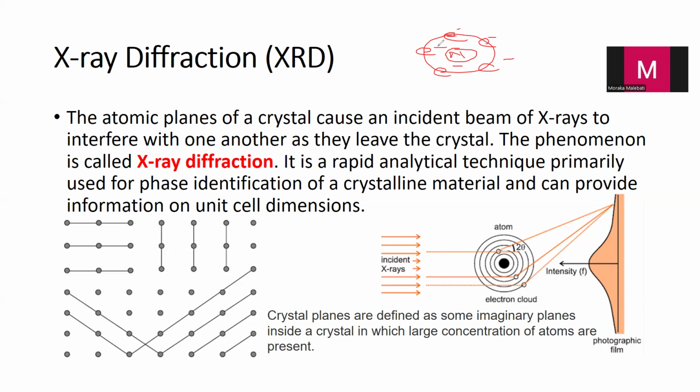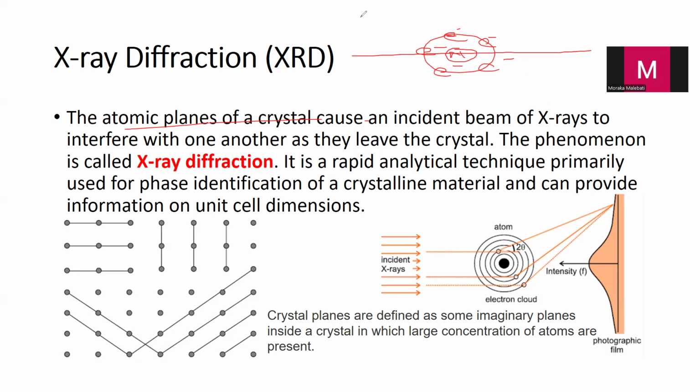Now, these electrons or these atoms, they have what we call a plane. We call it an atomic plane. So the atomic planes of crystals cause an incident beam of X-ray to interfere with one another as they leave the crystal. And this phenomenon is what we call X-ray diffraction.